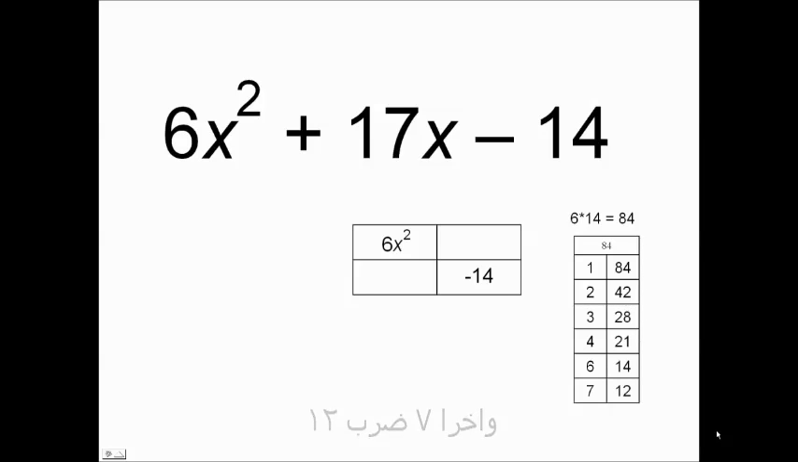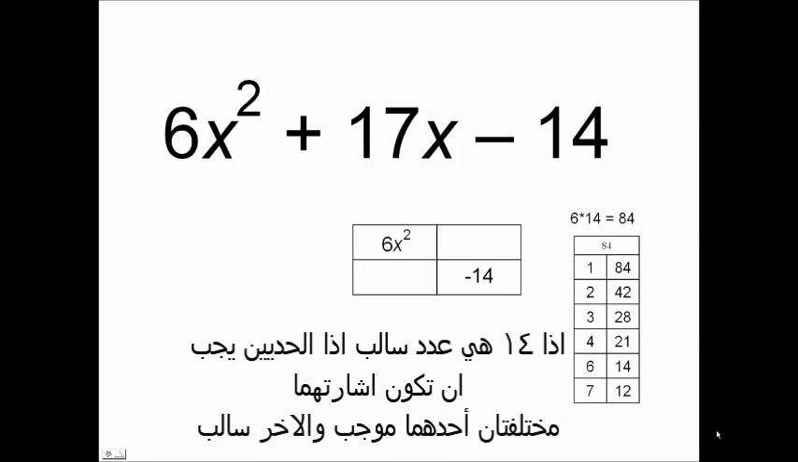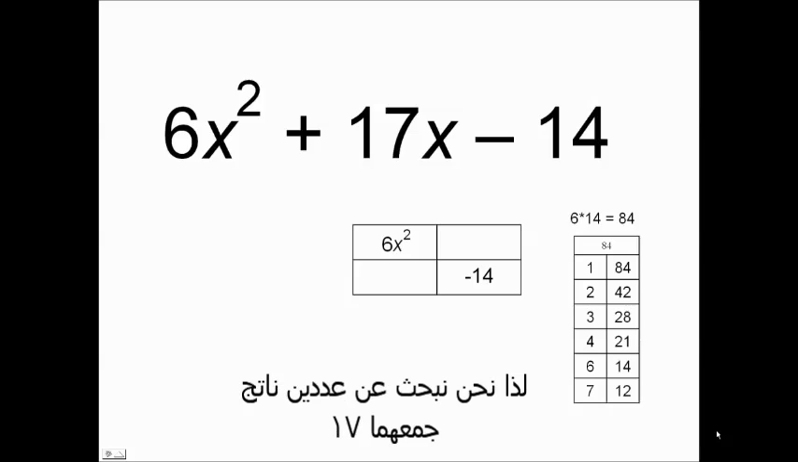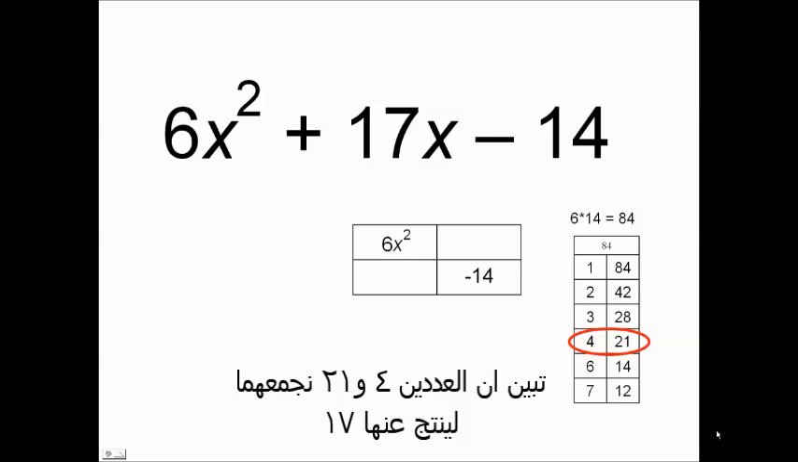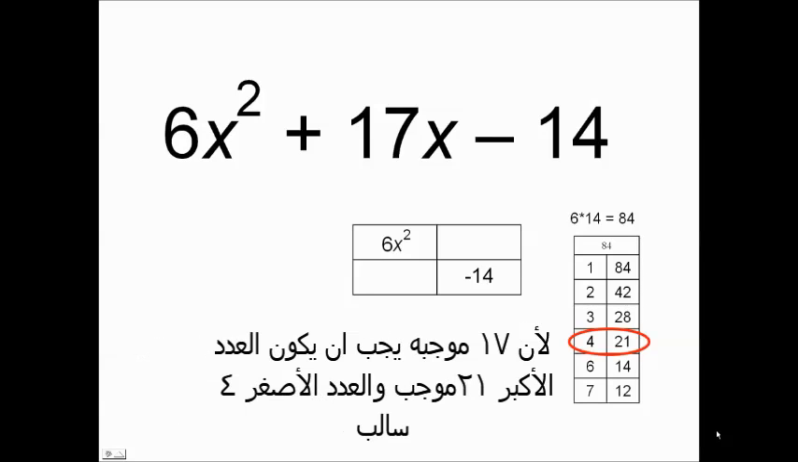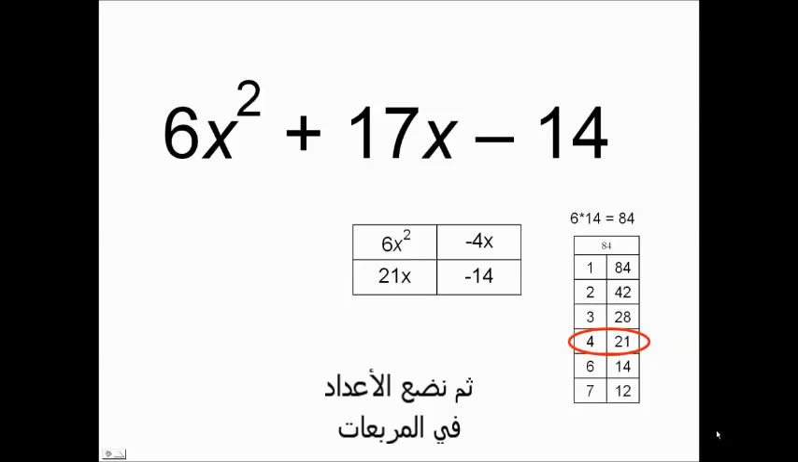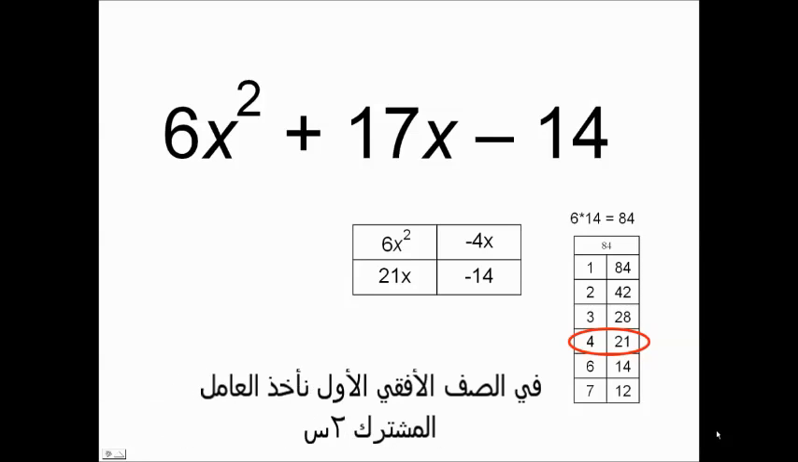So, because the 14 is negative, we know that these two terms have to have different signs, one positive and one negative. So we're looking for two numbers that will subtract to give us 17. And it turns out that 4 and 21 will subtract to give us 17. Because 17 is positive, we know that the 21 must be positive, and therefore the 4 must be negative. So we put those in our table and we put the x with it, and then we start to factor.